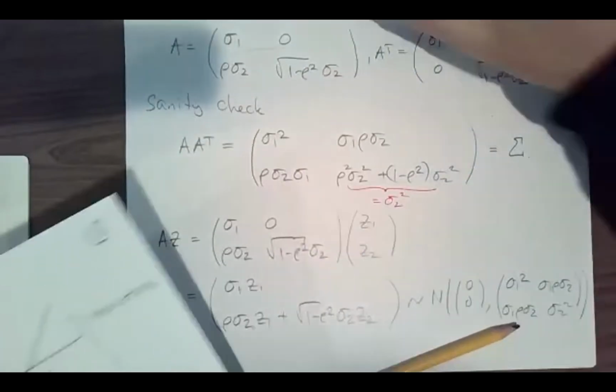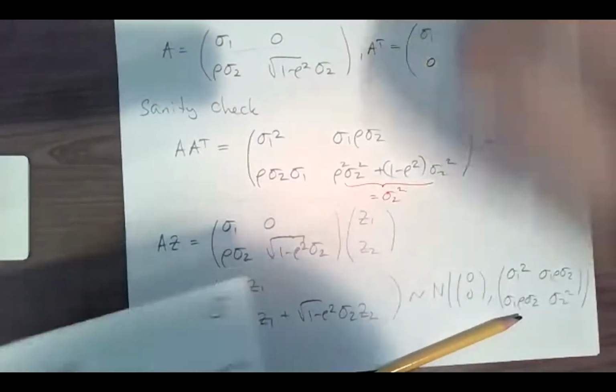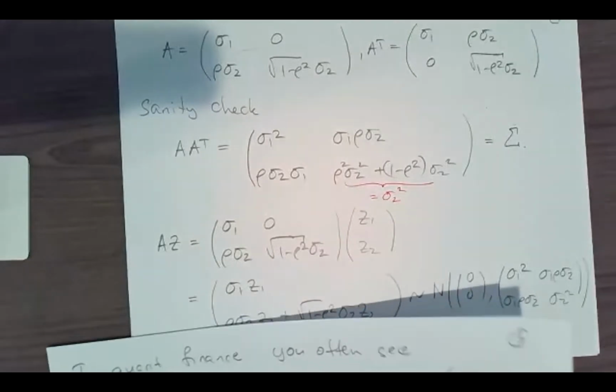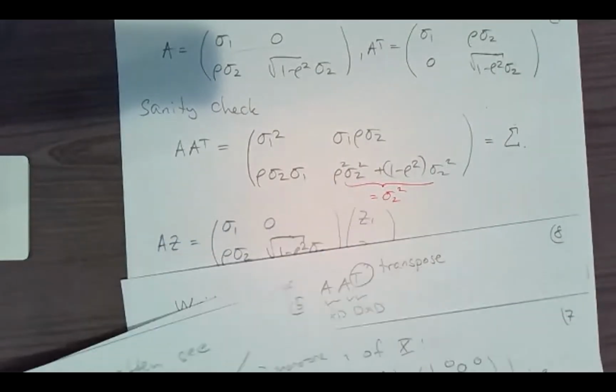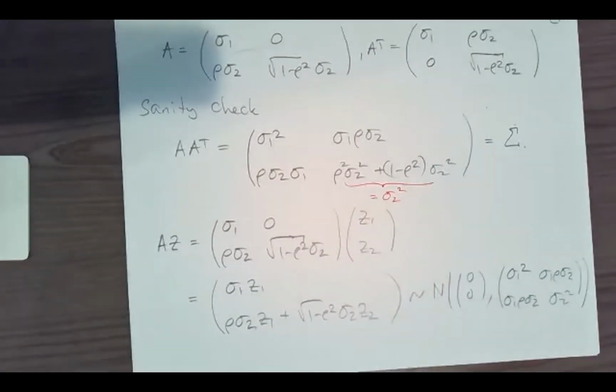Any questions or comments on what we just talked about in terms of Cholesky factorization and getting the square root matrix A?